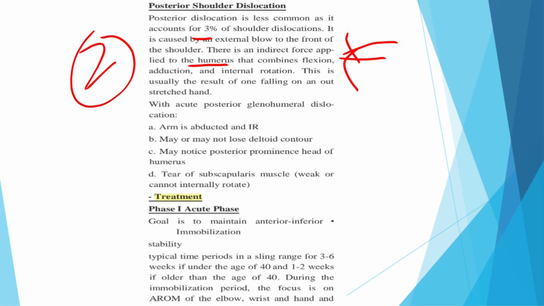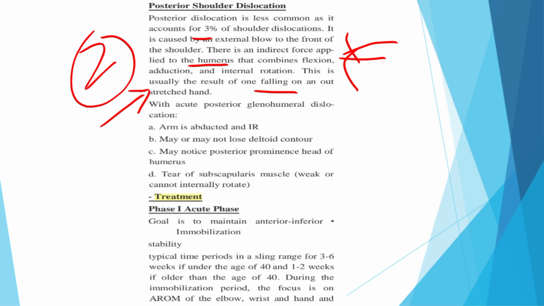In anterior shoulder dislocation, there is abduction and external rotation, while in posterior shoulder dislocation, there is flexion, adduction and internal rotation, an indirect force applied to the humerus combining these movements. This is usually the result of a fall on an outstretched hand. This is important to remember.